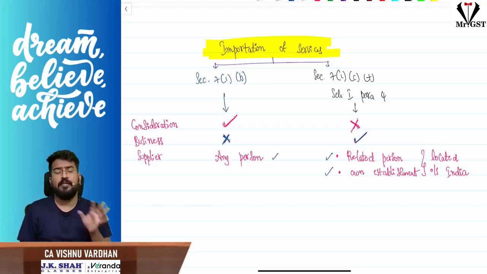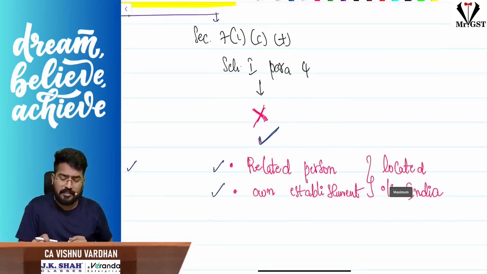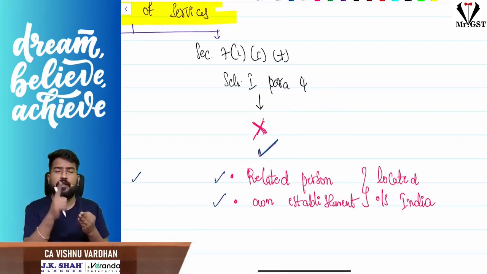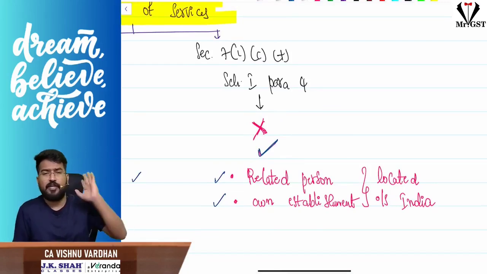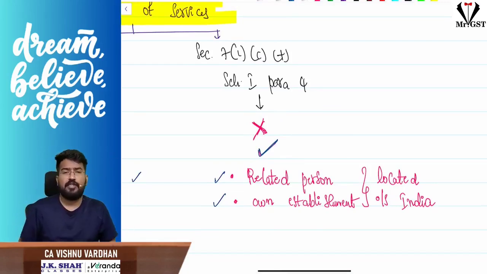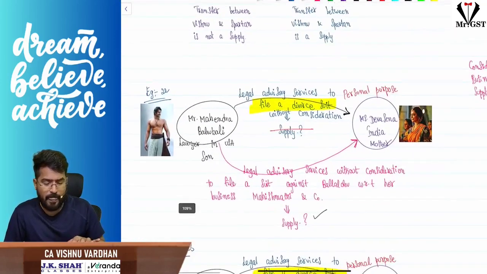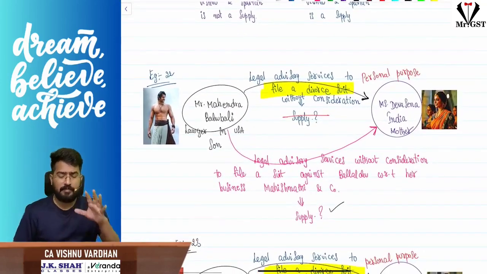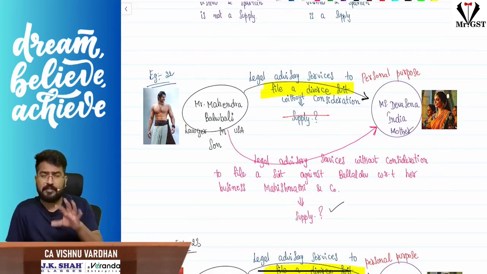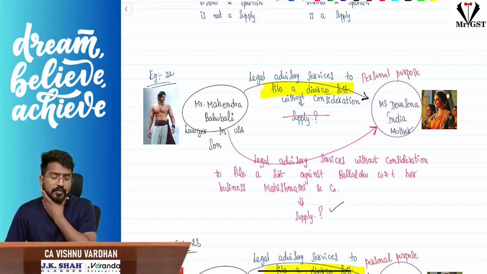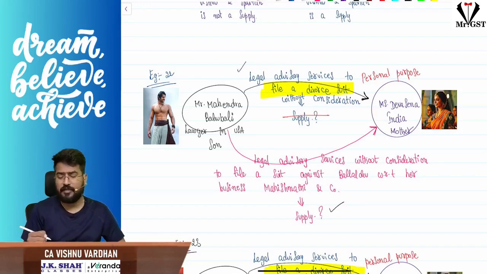So as per clause C, what are the conditions? The conditions are: it should be without consideration, in the course or furtherance of business, and from a related person or own establishment located outside India. Then only we can call it supply. For example, Mr. Mahendra Bahubali, who is a lawyer in USA, the son of Devasena. Devasena, the mother, is staying in India, right? So now Mahendra Bahubali is providing legal advisory services to his mother for filing a divorce suit, without consideration, obviously.